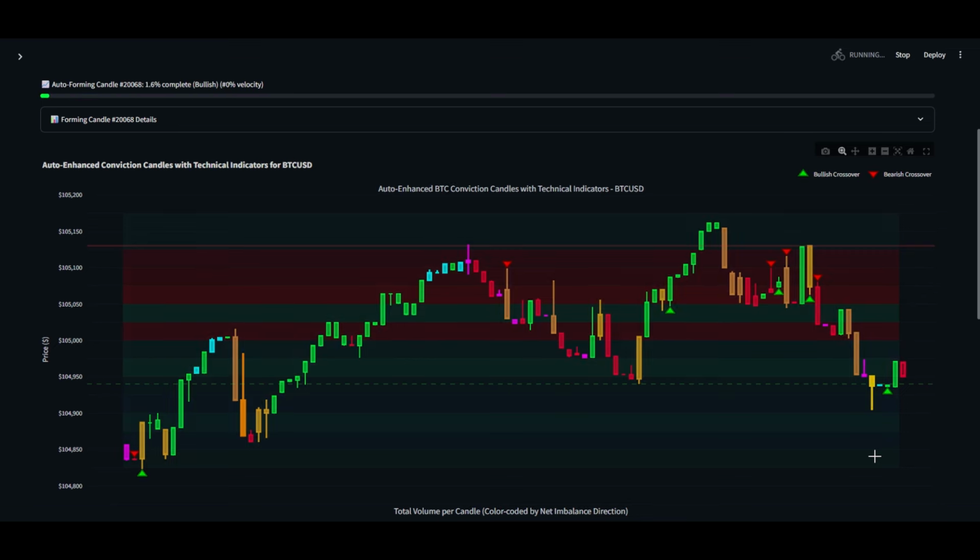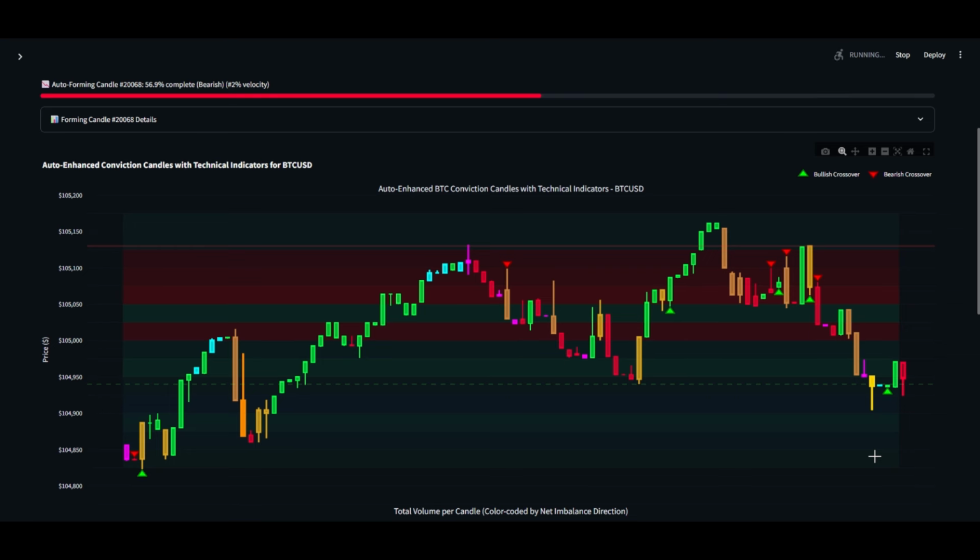Complete volume intelligence. Every element connects, from individual candle formation to cumulative volume trends to statistical extremes. This provides institutional-grade market microstructure analysis. Multi-asset capability. While we're demonstrating with Bitcoin, this same analysis works on any asset with trade-level data: stocks, forex, commodities, other cryptocurrencies.